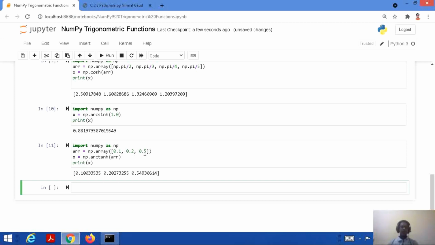So that's all about the trigonometric and hyperbolic functions in NumPy.